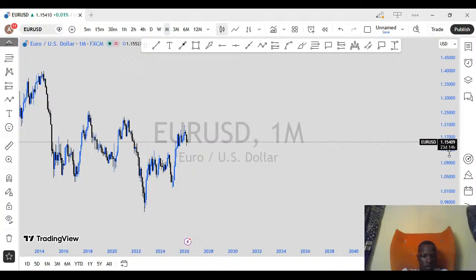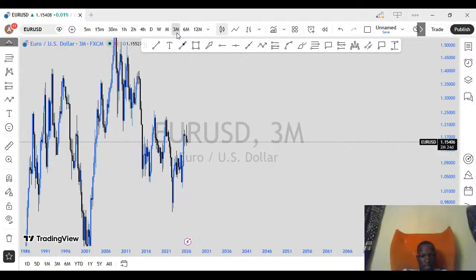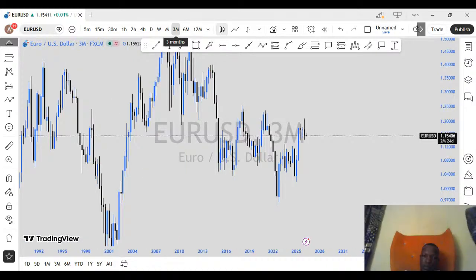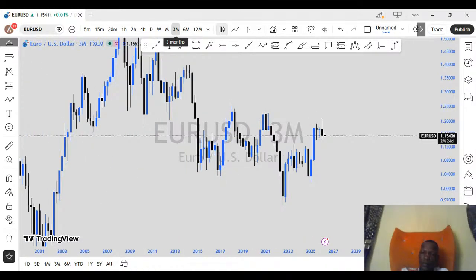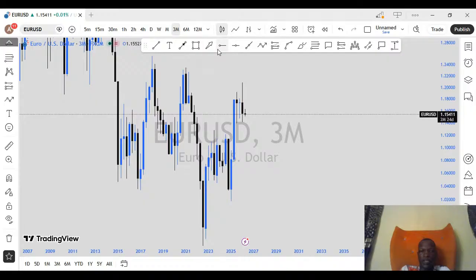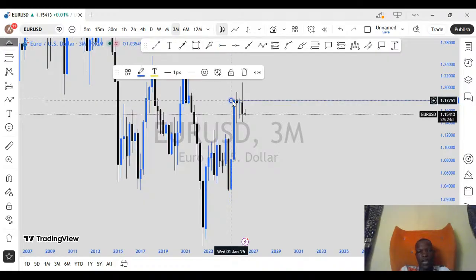On Euro USD, we start from 3 months also, the way we started the other time. Now, for those of us that know CRT, we can see that market has swept the liquidity above this level. We can still pick this level.